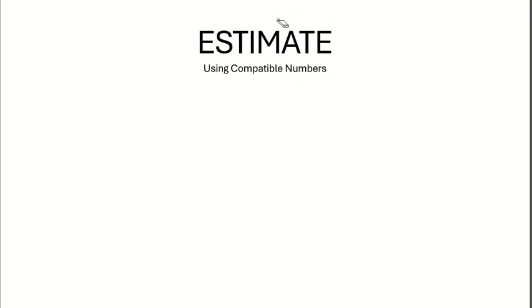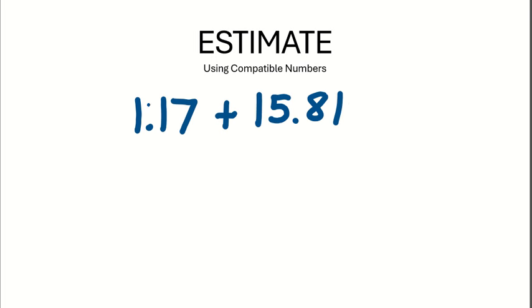Sometimes we run across decimals that look a little intimidating, like, for example, 1 and 17/100 increased by 15 and 81/100. Now, if we're using compatible numbers, we're basically just trying to come up with numbers that are really close to these two numbers, but that we can compute mentally. So I like to think of this as money. So this is about how much money?